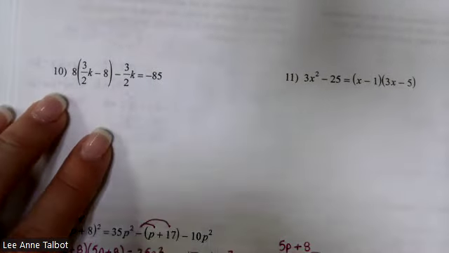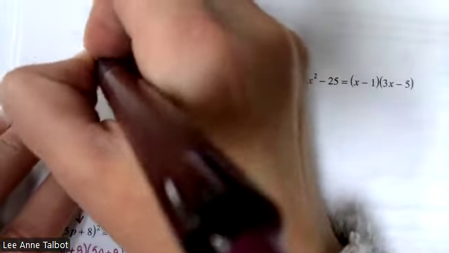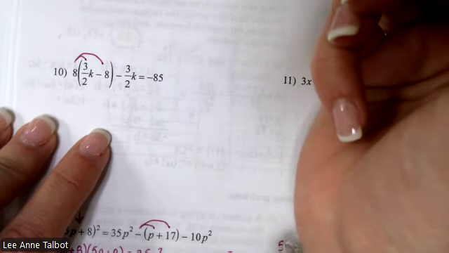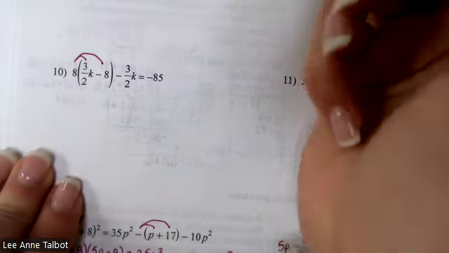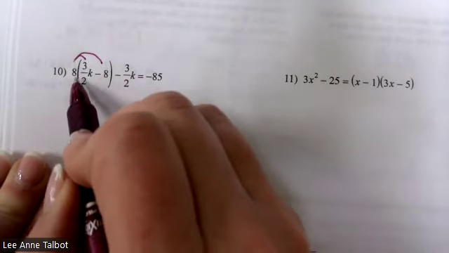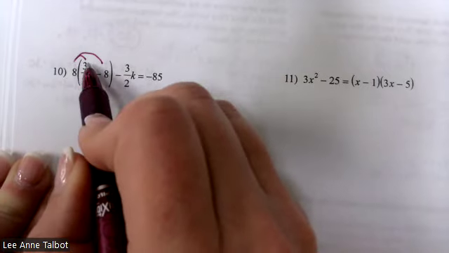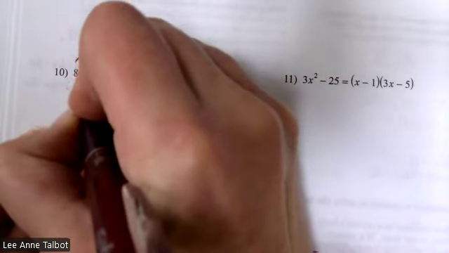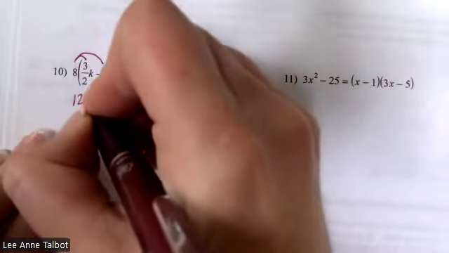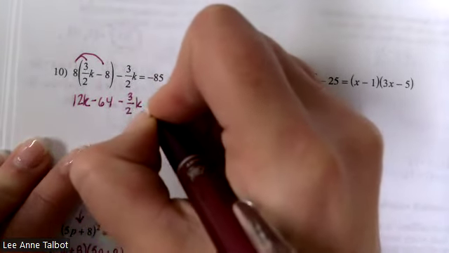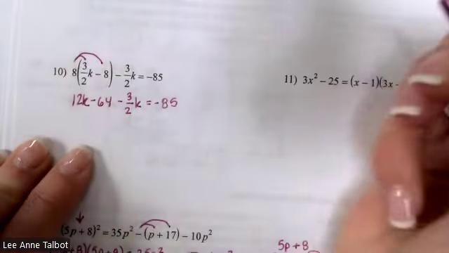All right, so this one. Jules, you want to distribute first. Is that what you were wondering? When you distribute a whole number to a fraction, you just multiply the top only. So this is 8 times 3 is 24. 24 divided by 2 is 12. So 12k, and then minus 64 minus 3 over 2k equals negative 85.